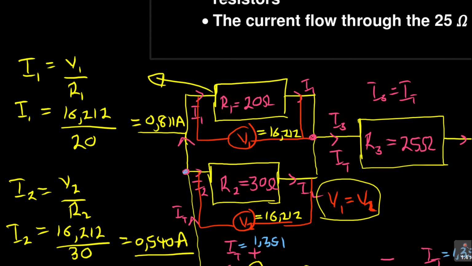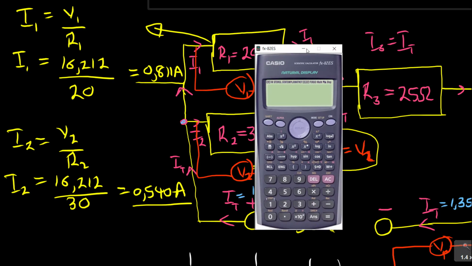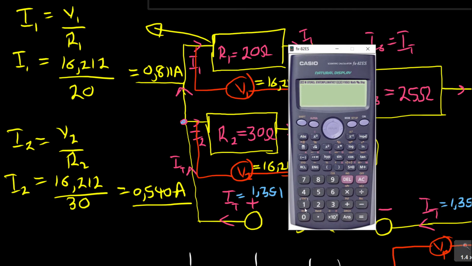So you see, I1 and I2 I know. Remember, when I add I1 and I2 for interest sake, I must get my total current, which is 1,351. Let's add that and see if it is giving me the total current, because we must get back to the total current. If I say 0,811 plus 0,54, we must get to the original current, which is 1,351. You see, it takes me back to that current there.